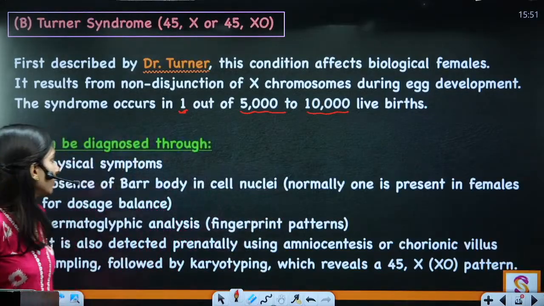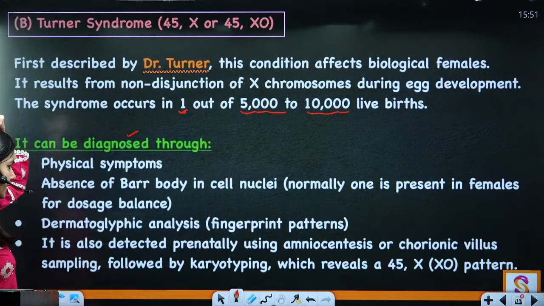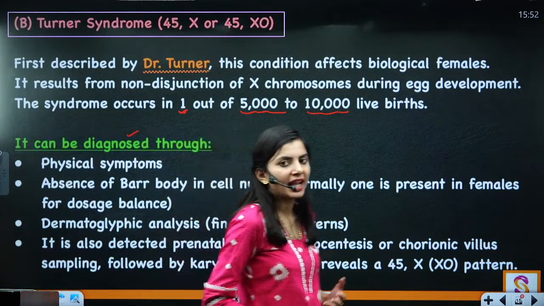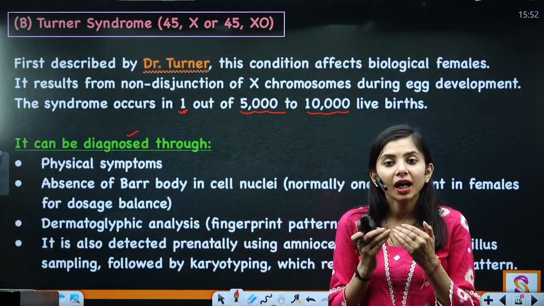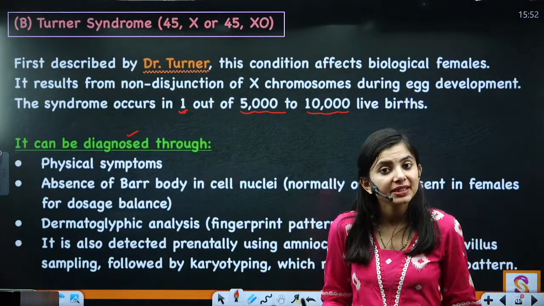Fine. Now, how could it be diagnosed? Physical symptoms may be determined based on that. Another thing is the absence of a Barr body. We have specified this earlier as well. In case of Turner syndrome, there is going to be an absence of Barr body, which means one X is not only inactive but is absent.